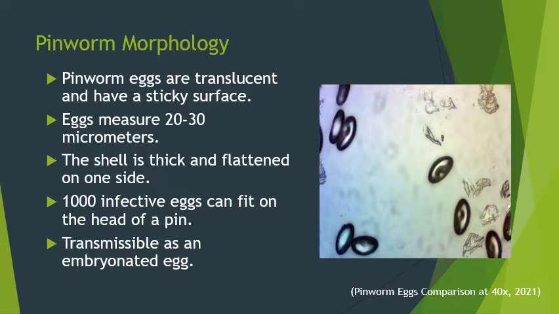Pinworm eggs contain the following characteristics. They are translucent and have a sticky surface. They measure between 20 and 30 micrometers. The shell is thick and flattened on one side. They're transmissible as an embryonated egg. About 1,000 eggs can effectively fit on the head of a pin. The photo to your left is magnified at about 40 times bright field, but depending on the size of your screen, it probably appears a lot bigger than it is in real life.